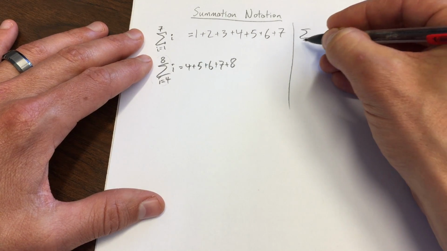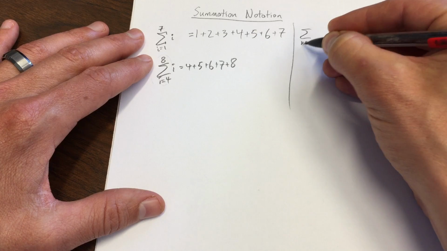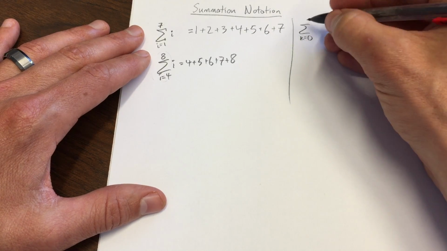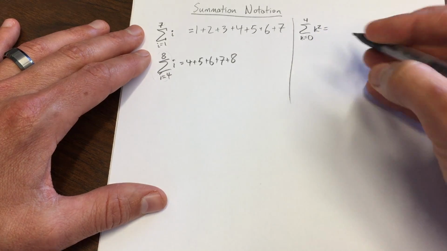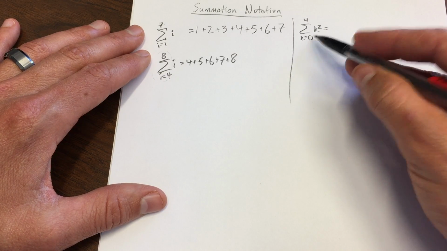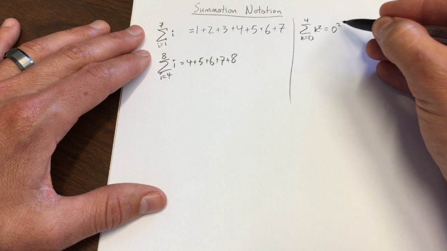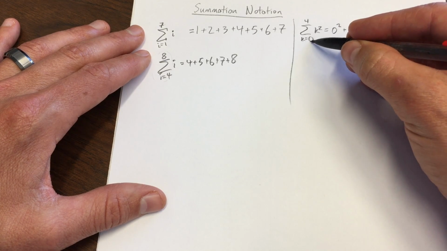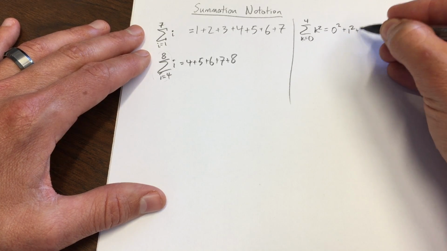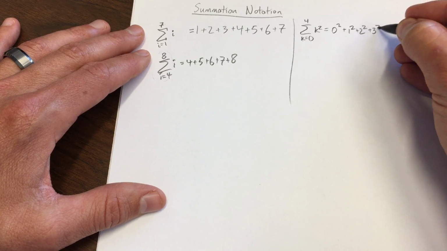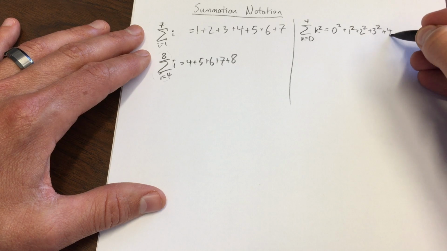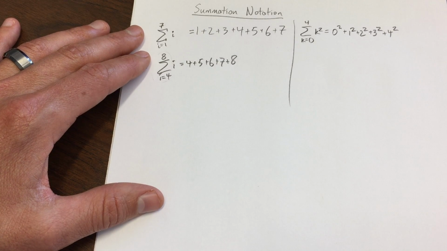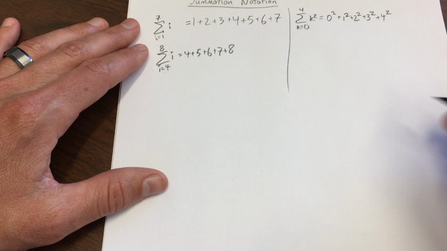So here's another example. Let's imagine another thing to count with is k's. Let's imagine we counted from 0 to 4 of k squared. This says start with k at 0, 0 squared plus, and this counts through the integers, 1 squared plus 2 squared plus 3 squared. Where do we stop? When the k gets to 4, plus 4 squared. Make sense?